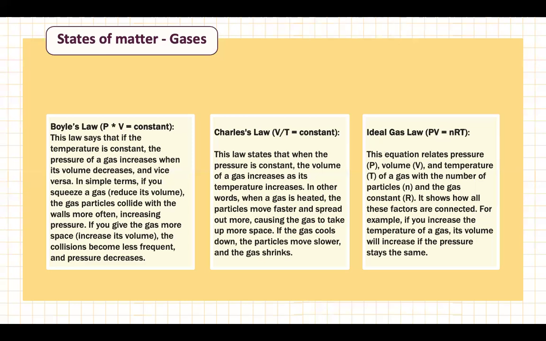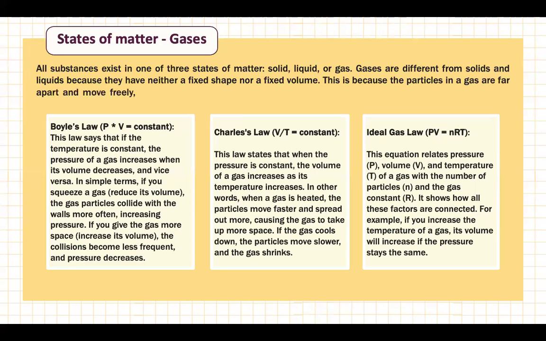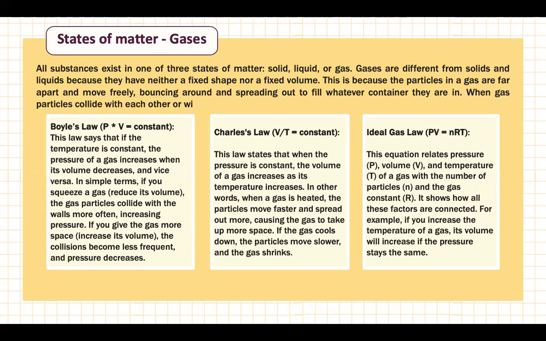State of matter: gases. All substances exist in one of three states of matter: solid, liquid, or gas. Gases are different from solids and liquids because they have neither a fixed shape nor a fixed volume. This is because the particles in a gas are far apart and move freely, bouncing around and spreading out to fill whatever container they are in. When gas particles collide with each other or with the walls of the container, they exert pressure.